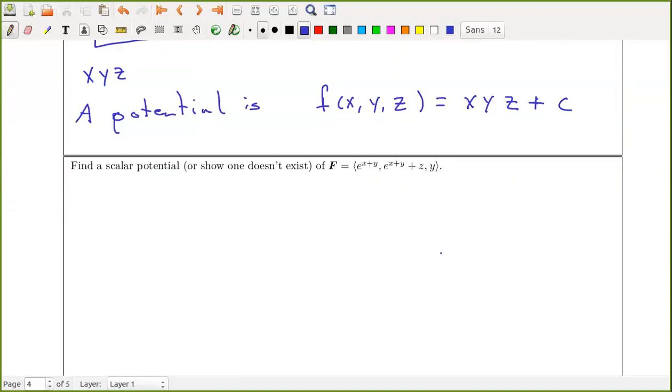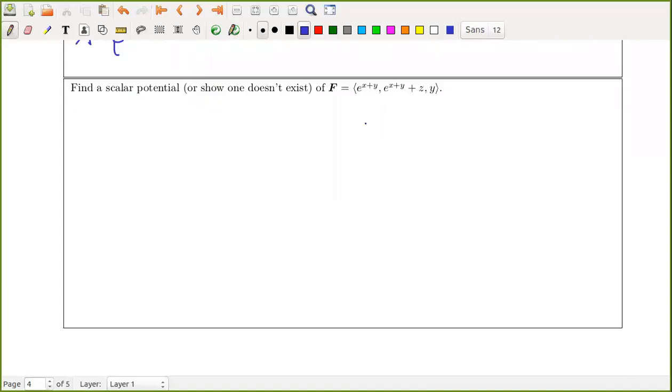Okay, now to do this question, find a scalar potential or show one doesn't exist for this function, this is going to take a little more work, and I'm going to do that in a separate video.